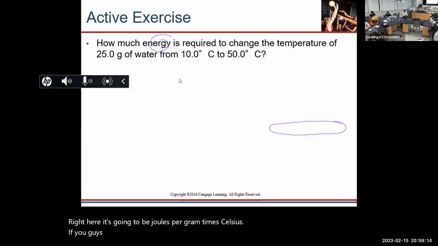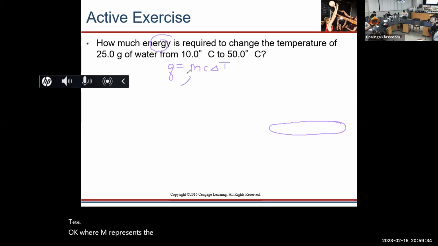So you guys remember from the last time that the equation for this was Q equals MC delta T. Okay, where M represents the mass, C represents the specific heat, and delta T is going to be temperature final minus temperature initial.